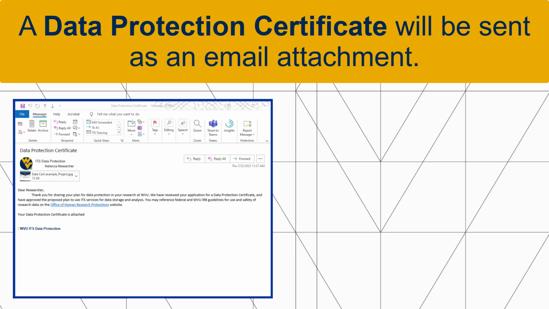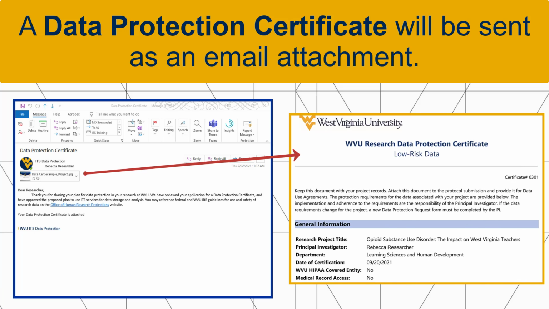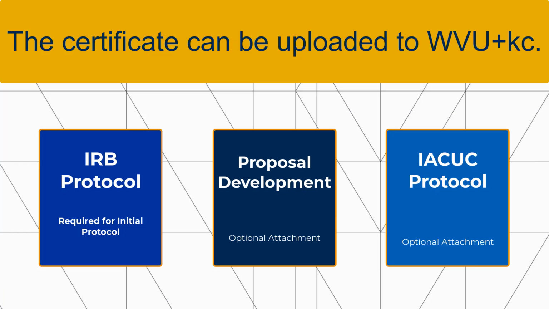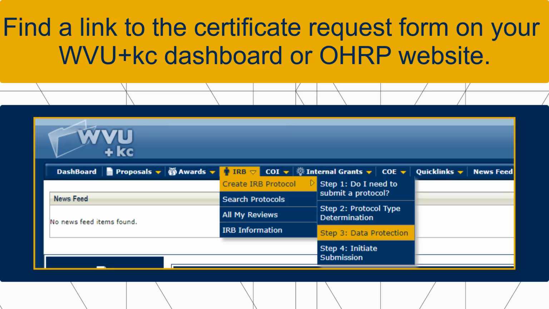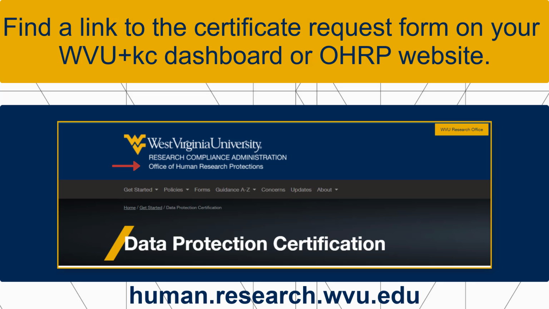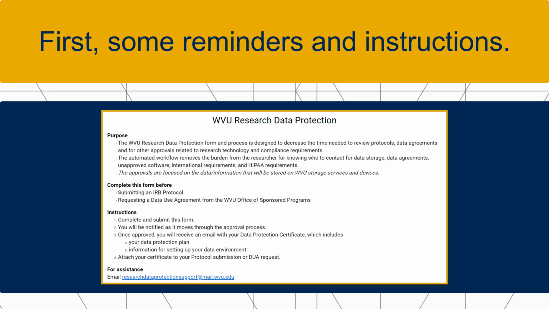After this application has been approved, you will receive a data protection certificate via email, which can be attached to WVU+kc research project submissions. You can find a link to the request form on your WVU+kc dashboard in the IRB menu or on the OHRP website's Get Started section. When you open the form, some reminders and instructions will appear at the top of the page.